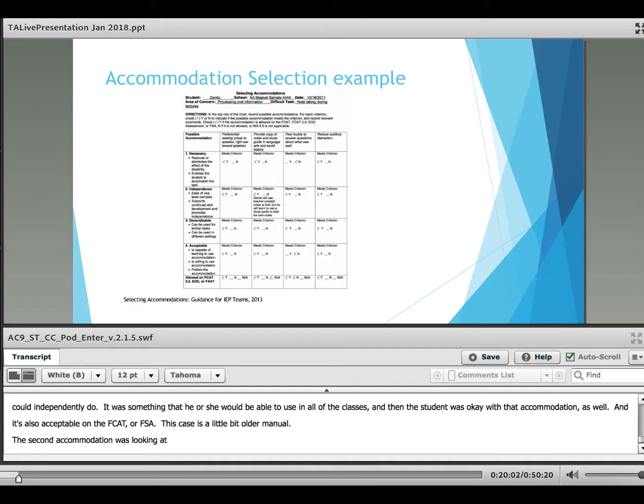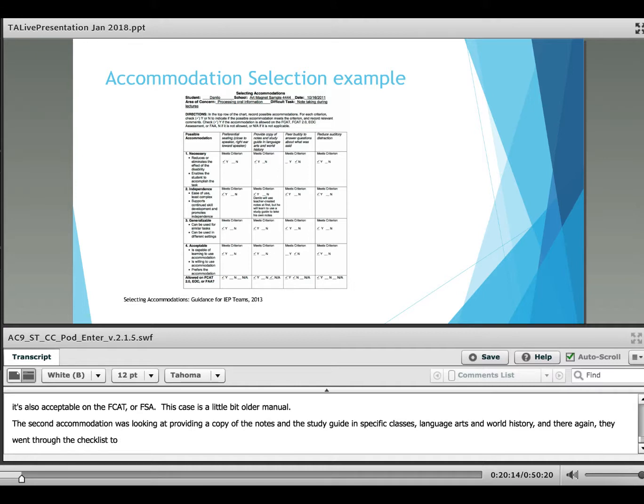The second accommodation was looking at providing a copy of the notes and a study guide in specific classes, language arts and world history. And there again, they went through the checklist to look at, is it going to meet all the areas that the student has?